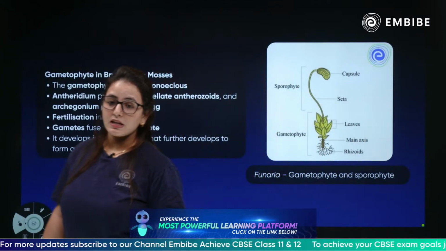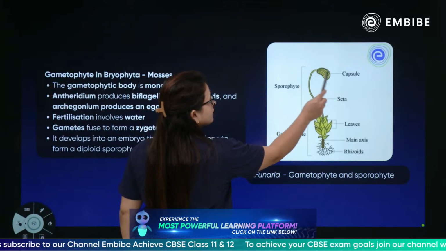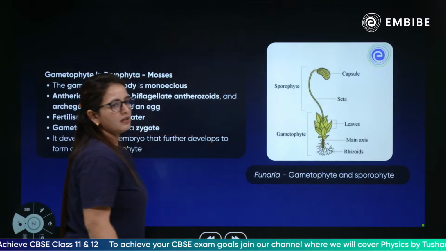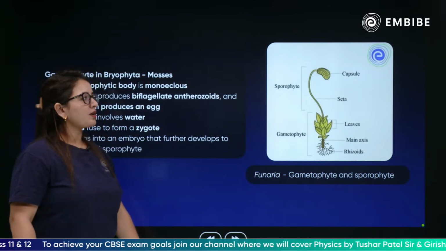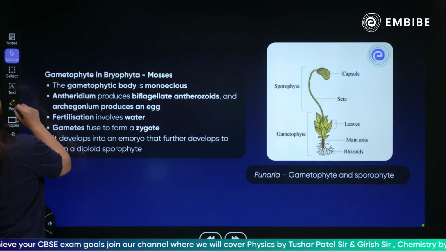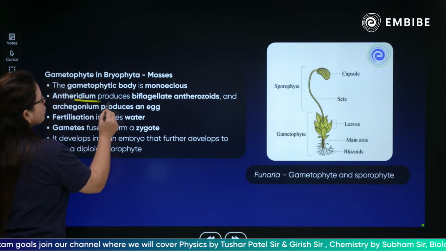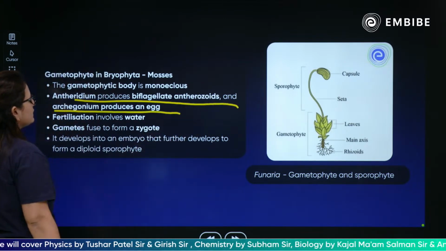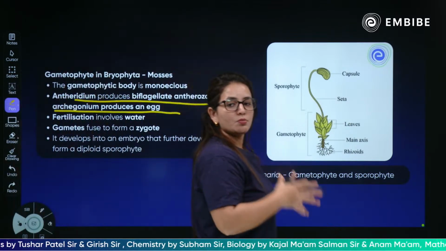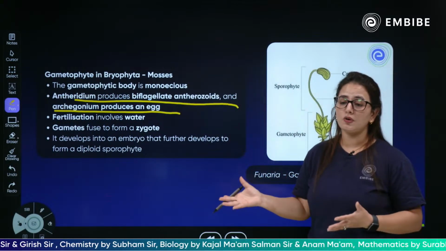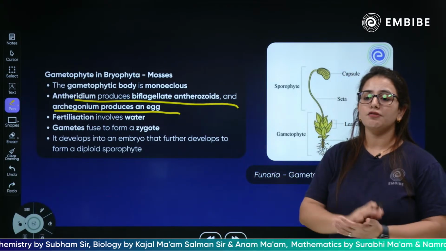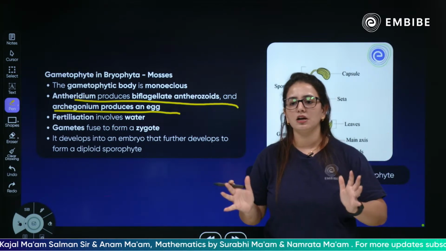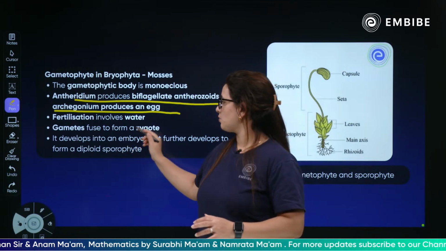Now the gametophyte in mosses. Children, in the mosses, the gametophyte, as you can see, with the sporophyte, capsule and seta, is the dominant structure. The gametophyte is monoecious. The antheridium produces biflagellate antherozoids and the archegonium produces one egg. Fertilization in the mosses is possible only through water, as we discussed earlier.